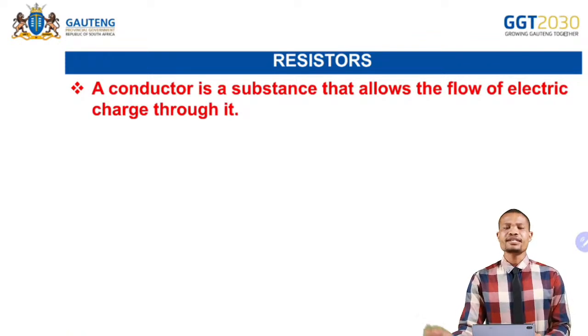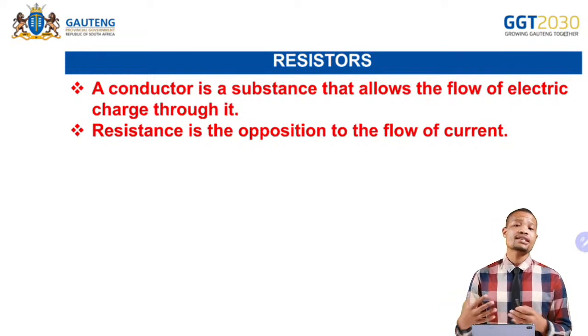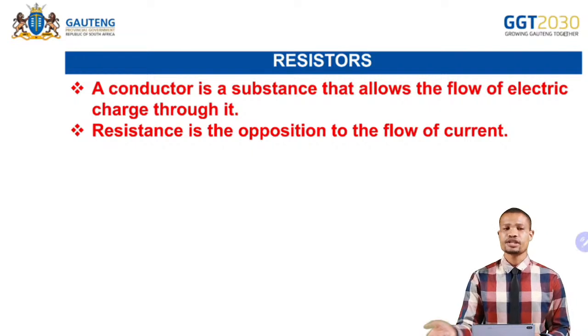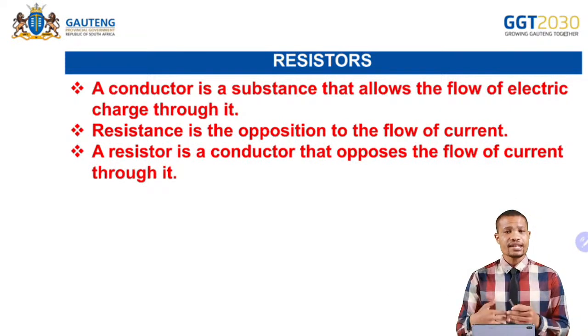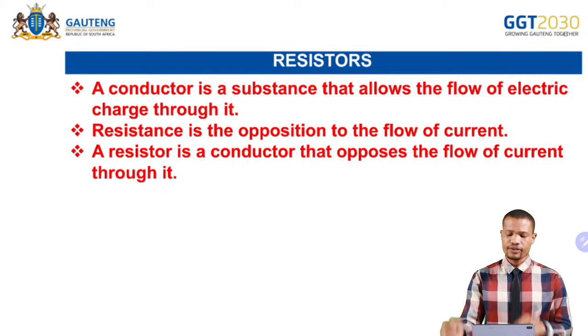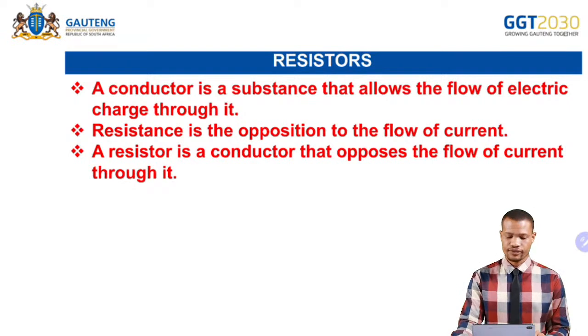Right. So we're going to start by defining a conductor, because a resistor is a form of a conductor. A conductor is a substance that allows the flow of electric charge through it. Resistance is the opposition to this flow of charge. So resistance tries to oppose the flow of this charge that is flowing through the conductor. And a resistor is that conductor that opposes this flow of charge. So it opposes the flow of current or charge through itself.